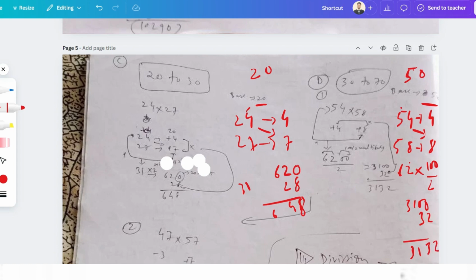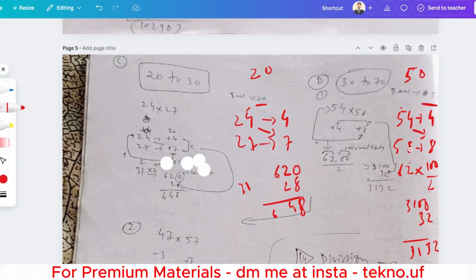I hope you understood. So what you have to do at first is write the numbers 54 and 58. If they lie between 30 and 70, then in this way, 50 plus 4 is 54, 50 plus 8 is 58. So 54 plus 8 is 62, right? So 62 into 100 by 2 you have to multiply, then the number is 3100, and 4 multiply 8, 32, you have to add that. Okay, nothing else.